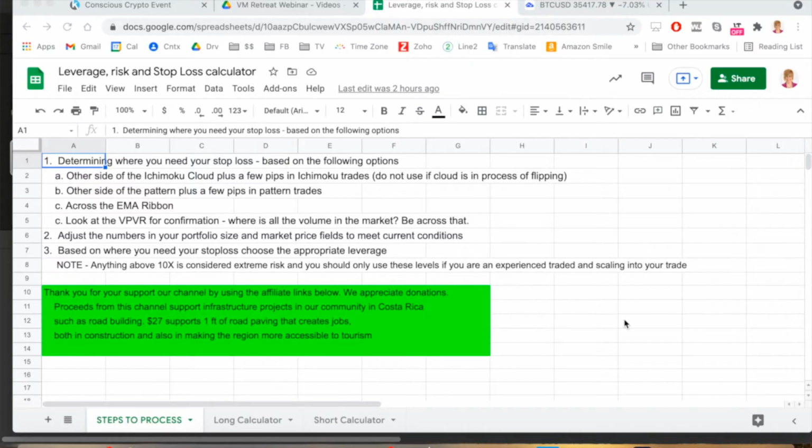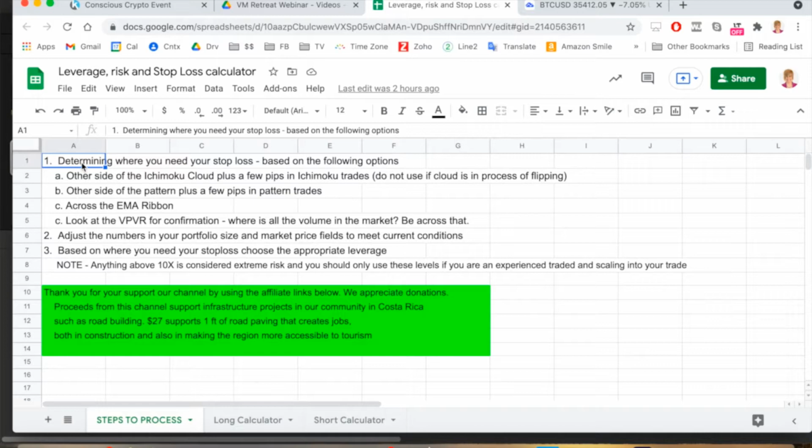So let's get started. You will see in the description box a link to a document called Leverage Risk and Stop Loss Calculator. You make a copy of that document to your Google Drive, and then you can start changing the numbers and edit the document to create your own strategy based on the principles I'm about to explain. The first tab in this document gives you the list of steps you go through to create a good risk management strategy using stop losses.